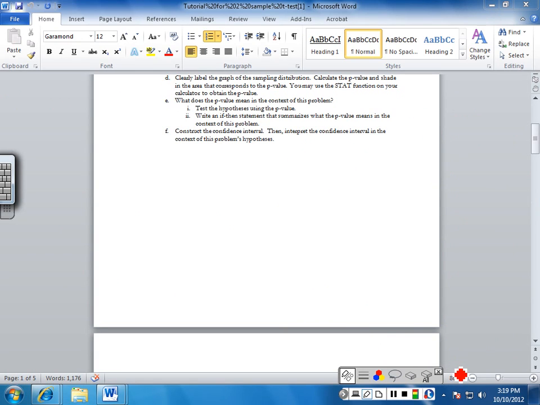Okay, now part F, which is our confidence interval. Now let's remember that our confidence interval is always the statistic plus or minus the confidence coefficient times the standard error. And so we have x bar A minus x bar B plus or minus t times the standard error.